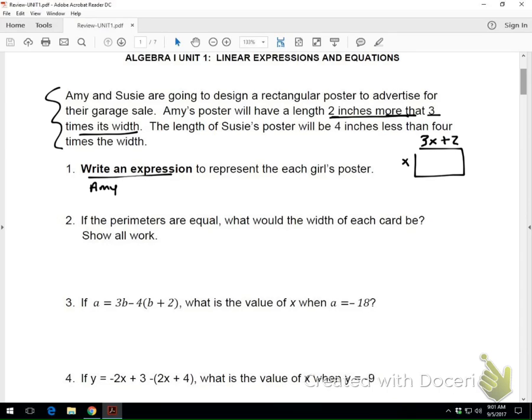Okay, so Amy's would be this: 3x plus 2 plus 3x plus 2 plus x plus x. That's our perimeter. Remember, add up all your sides. Okay, so 3x plus 3x plus 1x plus 1x is 8x. Then you got 2 plus 2, which is 4. Okay, so there's that. So now if we look at Susie's.